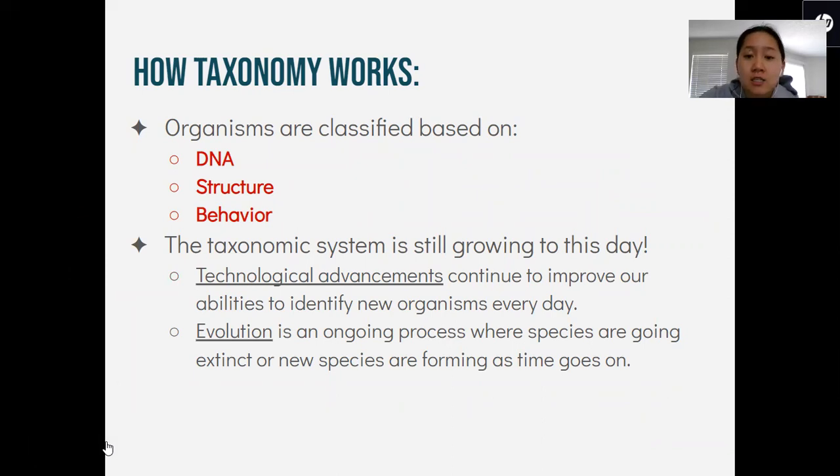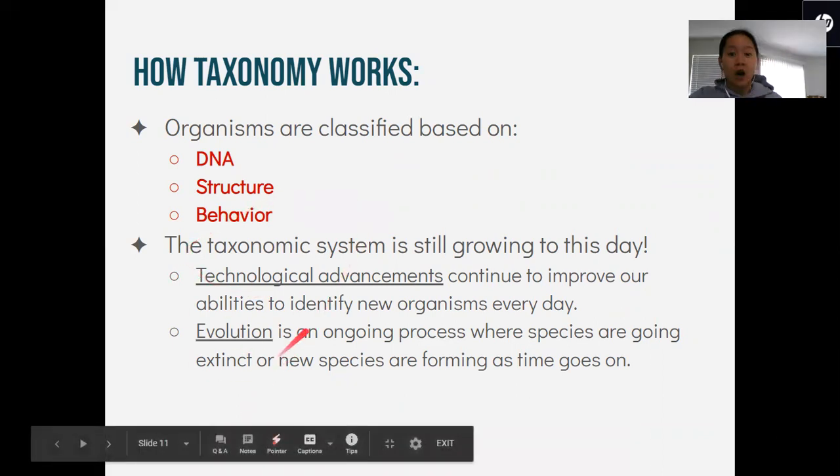Technological advancements continue to improve our abilities to identify new organisms every day, or they help us identify the relationships between existing organisms. For example, when we observe DNA, because in the last decade, we have learned to read DNA sequences. That is super big because not only can you tell what percentage organisms are related, you can also read the sequences to see if they exactly match up or if they only match up a little bit.